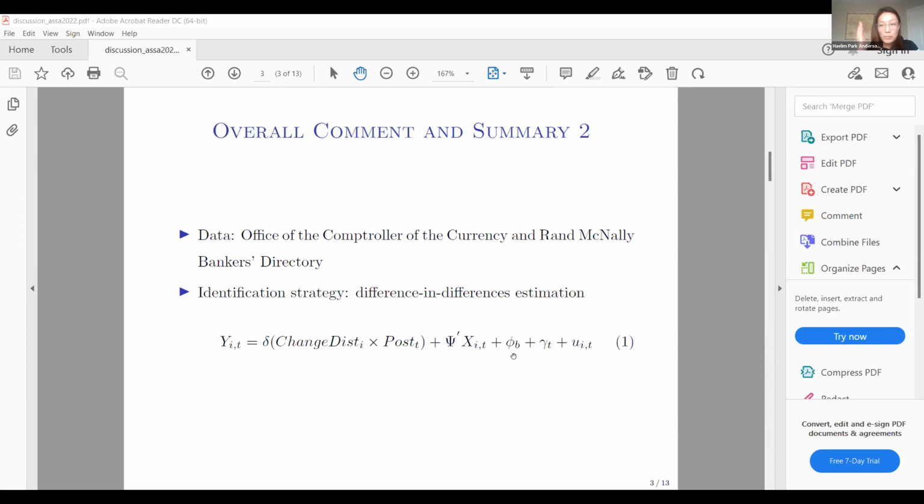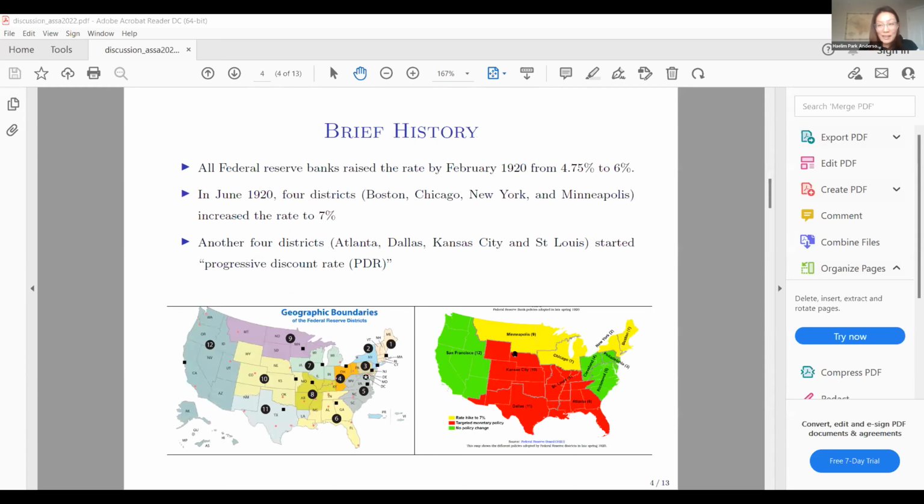What he does is look at borders where policies were implemented at different levels, and he's comparing them, essentially doing difference-in-differences. Since Kilian did it, I'm not going to go through it. So these are the Fed boundary districts, and these are the policies that were implemented.